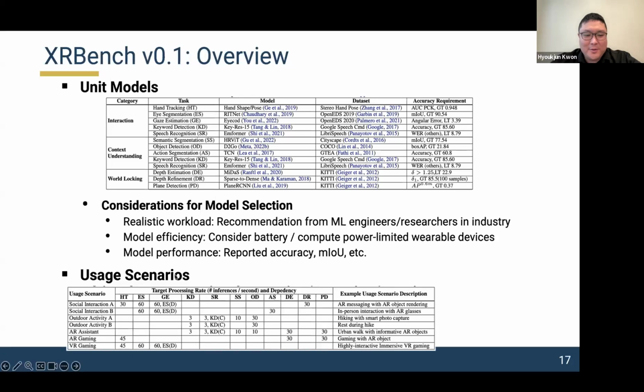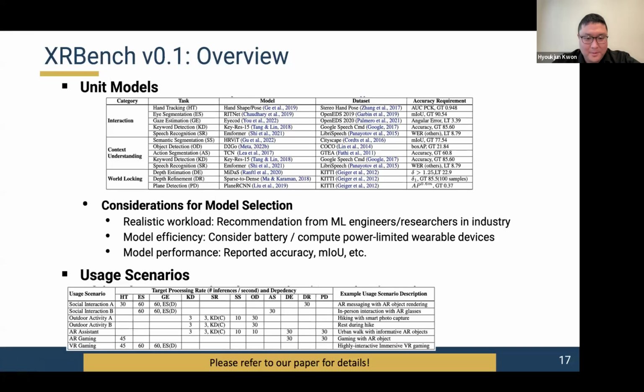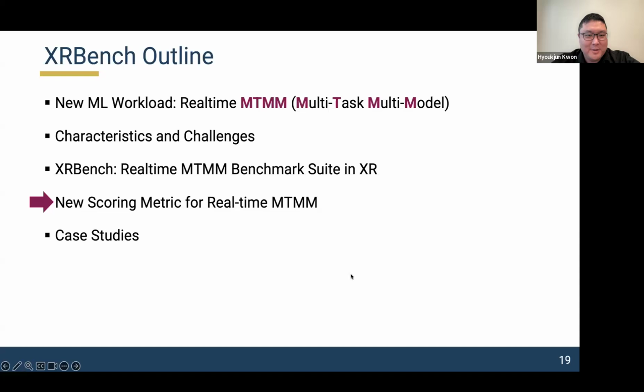And the user scenarios, as I mentioned in the previous slide, are a better reflection of the real applications projected by industry. And depending on the usage scenarios, some models are utilized, some models are not utilized, depending on the user application. And we provide the FPS goals for each model within each usage scenario, as you can see in this table. And for details, please refer to our papers. And I'll move on to the scoring metric.